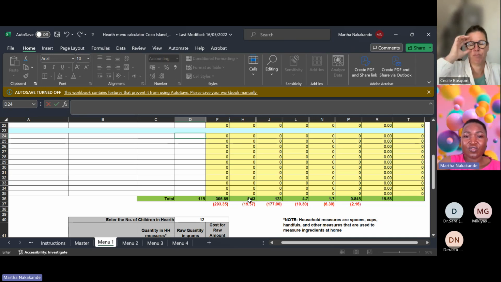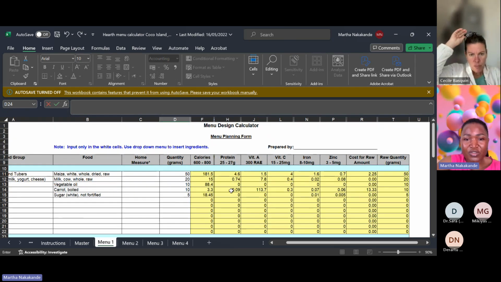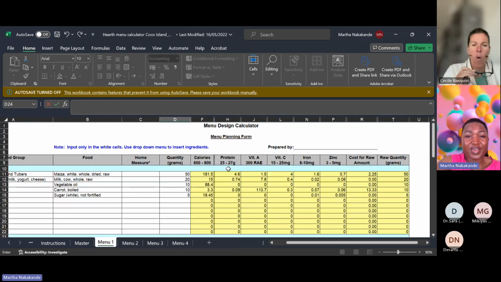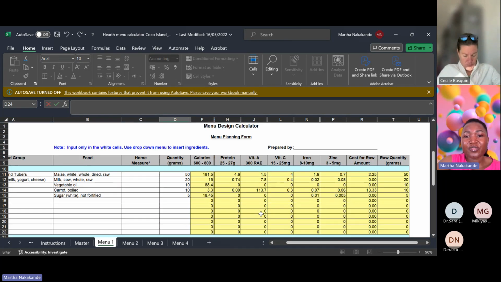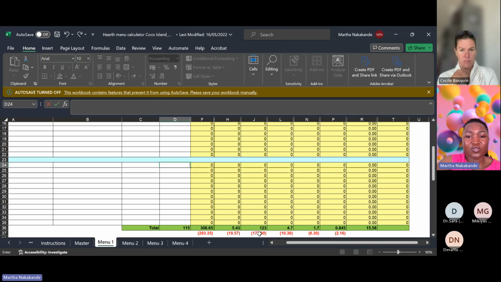It is the same for the vitamin protein. You're supposed to get at least 25 to 27 grams, but from this meal, you're only getting 5. So you're lacking 19, which means you need a lot more protein. For the vitamin A, you're supposed to be getting 300, you only have 125. So the green is what you will get from this meal, and in red is what you're lacking.